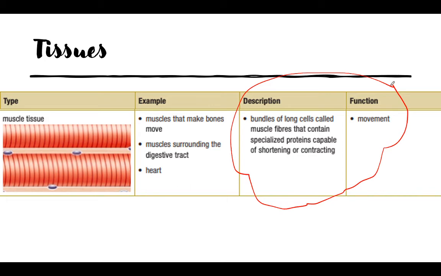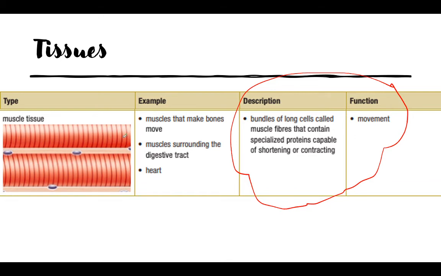So muscle tissue are long cells called muscle fibers. Remember, we learned about muscle fibers just previously. When all of these muscle fibers come together, they have these proteins that again facilitate the shortening and the contracting, which helps with movement, right? So our description is the fact that it's made up of muscle fibers and it allows for shortening and contracting. The whole function of this is movement, right? That's what our muscles do.